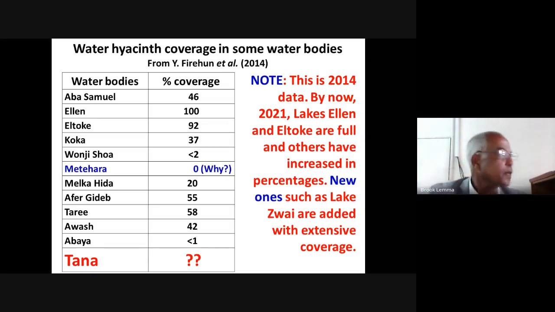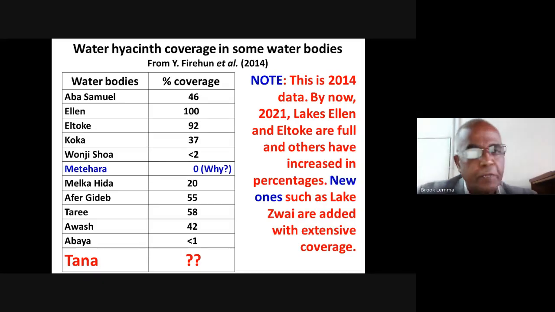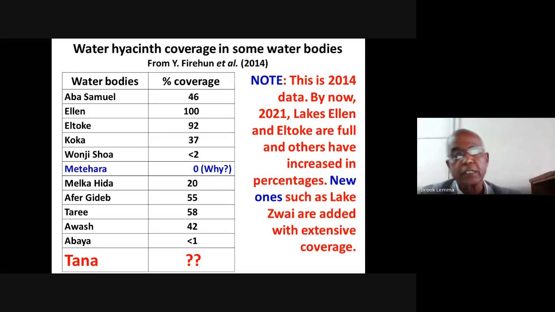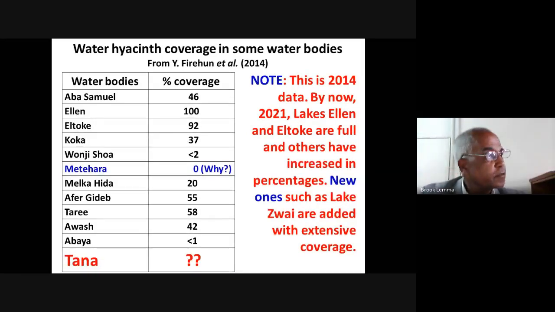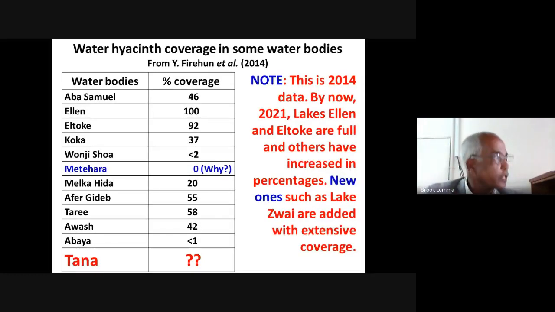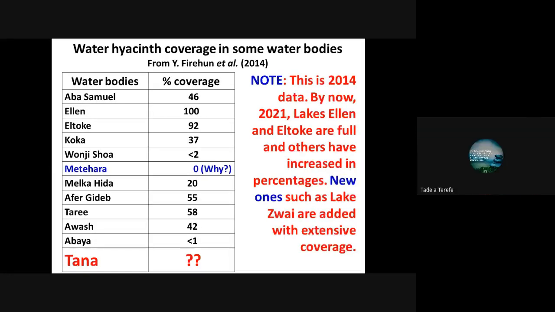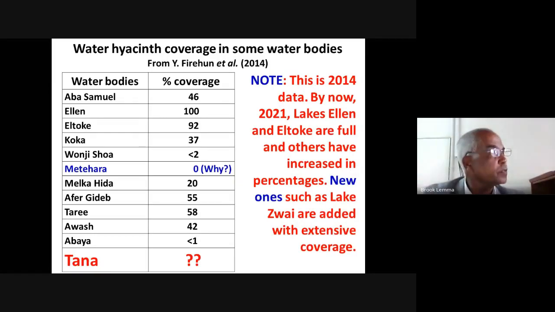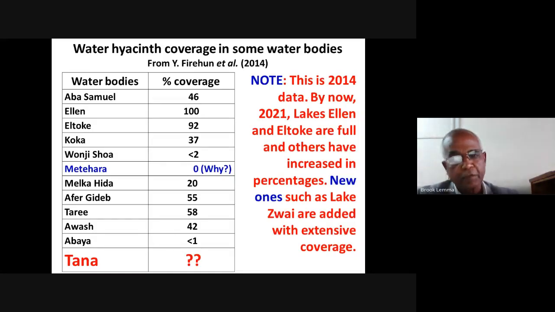Matahara, just as an example, there are other similar lakes like Matahara that do not have water hyacinth. There are reasons for that. This is 2014 data, but by now, in the list, as you can see, Zowai is not there. Today, then you have the right to include Zowai, which is also highly infested by water hyacinth. There are also other water systems, rivers and wetlands that are infested.